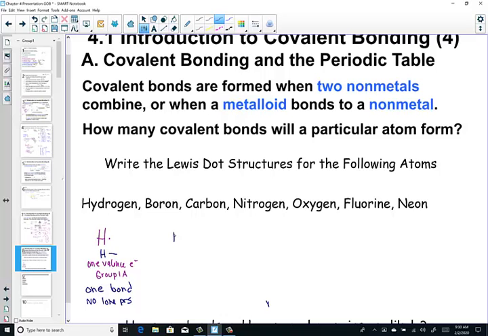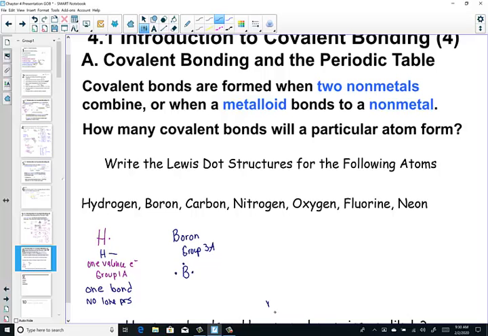Let's move over one and go to boron, the next nonmetal. Boron we'd call a metalloid. Now boron, who lives in group 3A, when I write its elemental symbol, we're going to see boron with three dots.